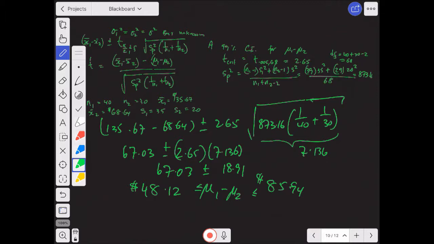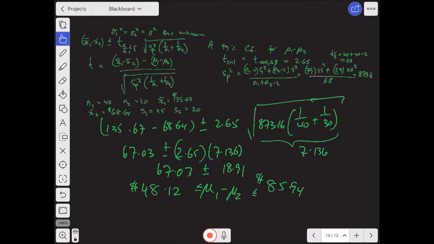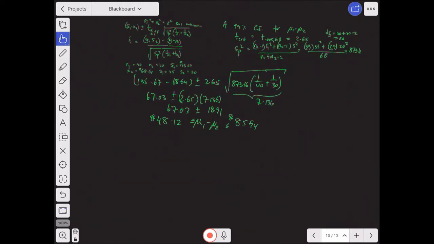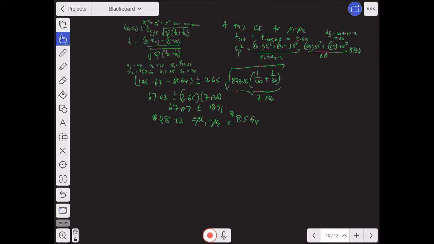$85.94. Okay, that's what we currently believe the difference to be. But we're 99% confident of that. That means that there's a 1% chance it's not in that interval. All right, but with a 99% level of confidence, we can safely say that we do have evidence that men spend more on Valentine's on average than women. So that's what you would put as your concluding statement.